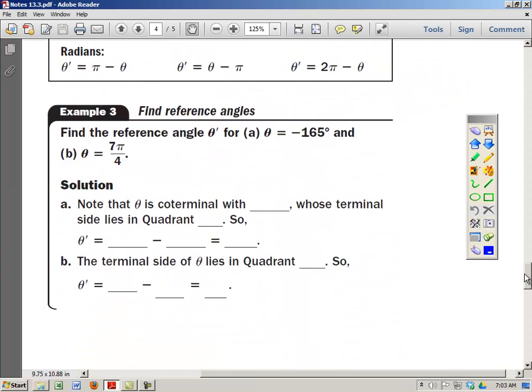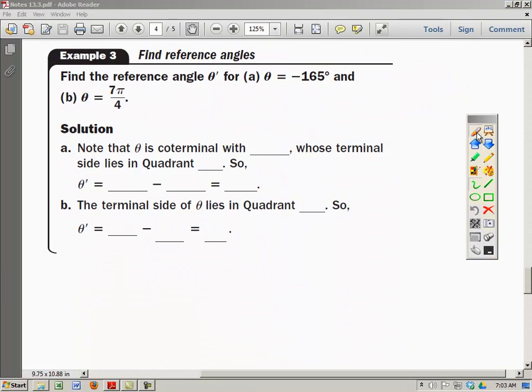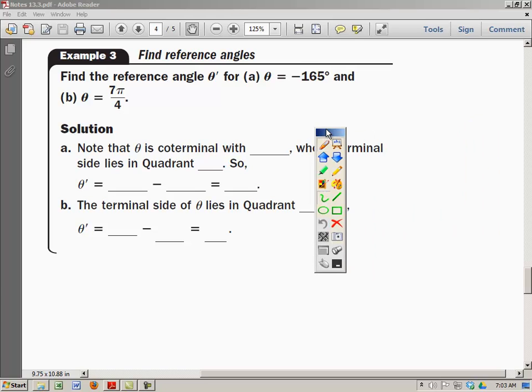All right? So let's find a couple of reference angles, and then we'll call it quits for this lesson, because the last page of this I think we can do together in class. Okay? All right, so the first thing they want us to do is find the reference angle for negative 165 degrees. So the first thing I want to do is draw that. I want to draw a negative 165 degree angle.